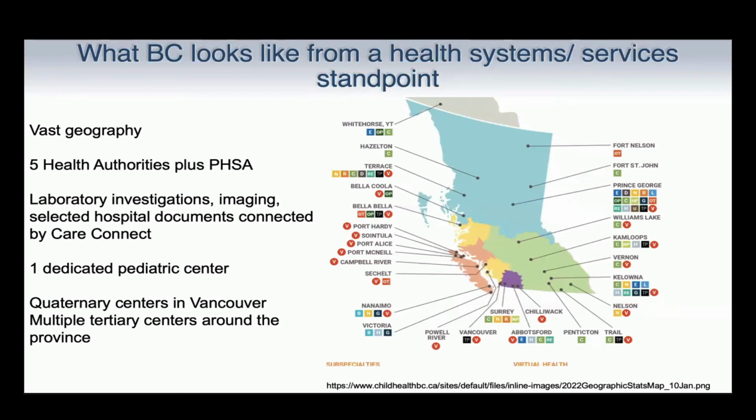I see one dedicated pediatric center, BC Children's, all the quaternary centers in Vancouver with multiple tertiary centers all around: Kelowna, Victoria, Royal Columbian Hospital, just as examples off the top of my head. From an infrastructure standpoint, I also see that all investigations, imaging, if done in a hospital, and selected documents are all connected by Care Connect. Again, this is important when you're handing over information.